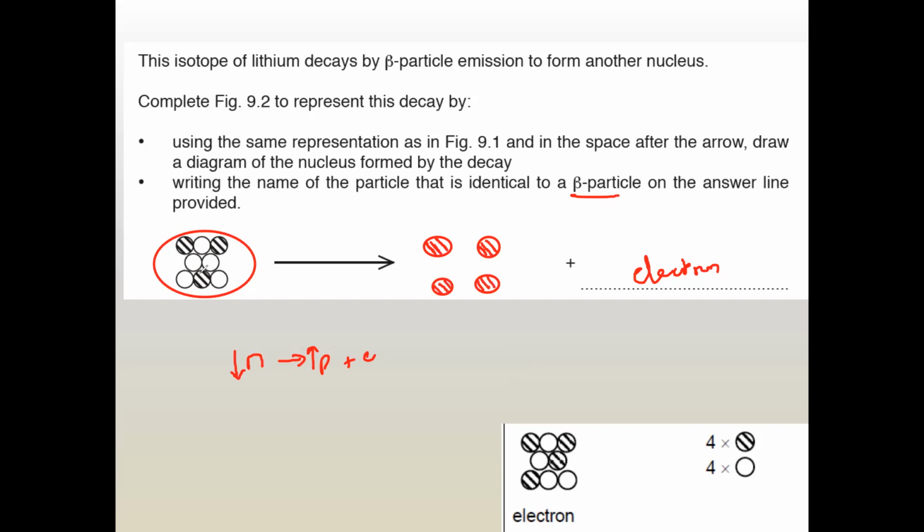And what happened to neutron number? Originally 1, 2, 3, 4, 5 neutrons are there. But out of 5, one of the neutron breaks down. So how many we are left with? We are left with 4. So 1, 2, 3, 4. So 4 neutrons will be there, 4 protons will be there, and the particle which is released, that is electron.